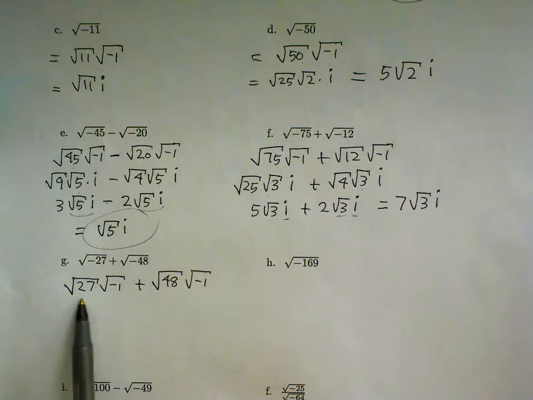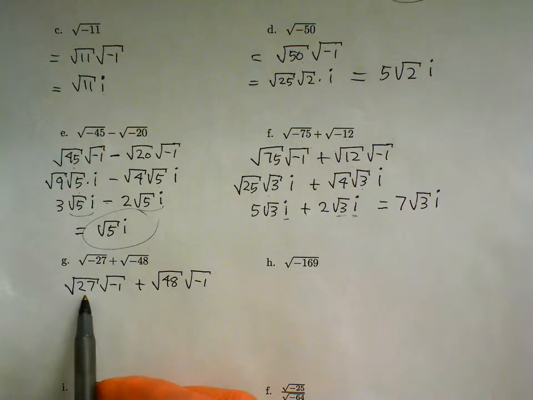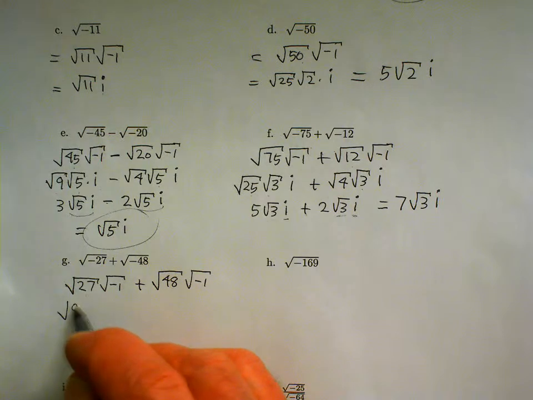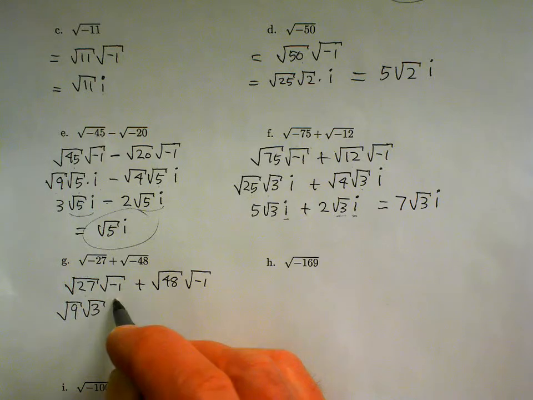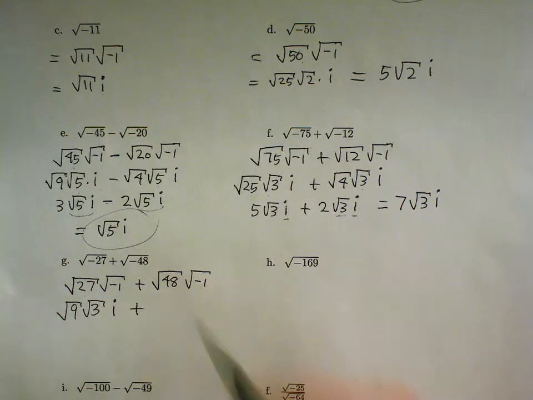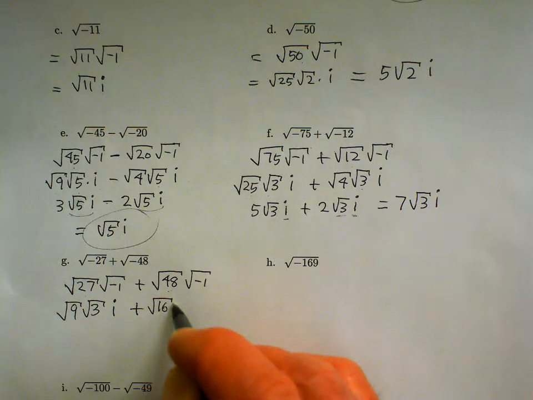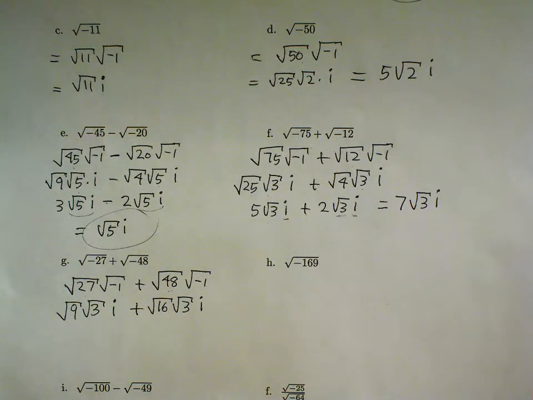The square root of 27 can be simplified. The largest factor of 27 that's a perfect square is 9. 9 times 3 is 27. So we write the square root of 9 times the square root of 3 times i. The square root of 48 can be simplified. 16 times 3 is 48. So this is the square root of 16 times the square root of 3. And then replace the square root of negative 1 with i.